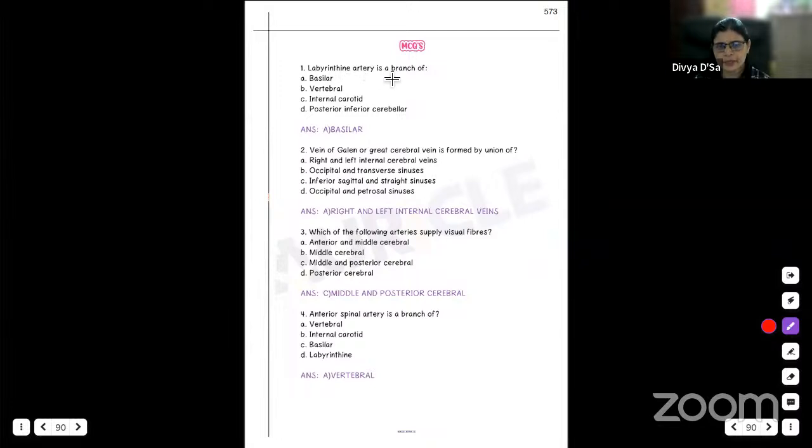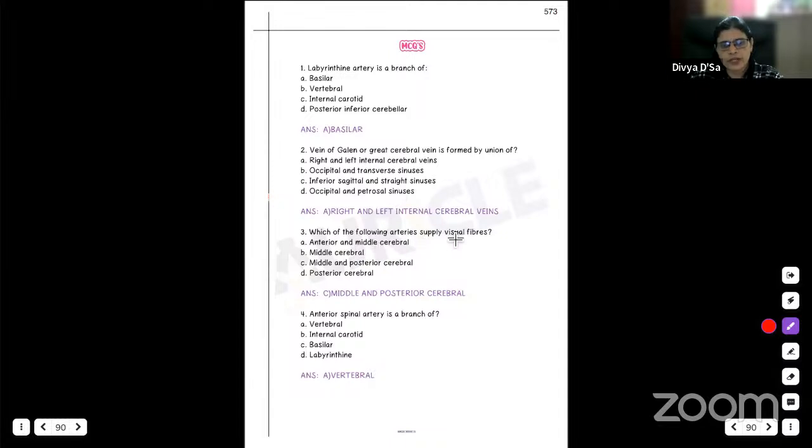Labyrinthine artery is a branch of which one? Basilar, vertebral, internal carotid, posterior inferior cerebellar. So it is basilar. Vein of Galen or great cerebral vein is formed by the union of right and left internal cerebral veins. That is the answer.